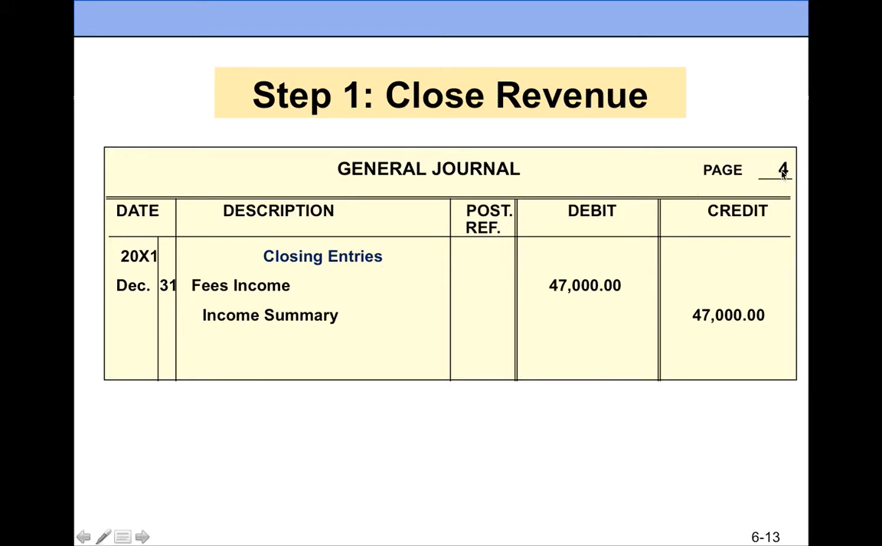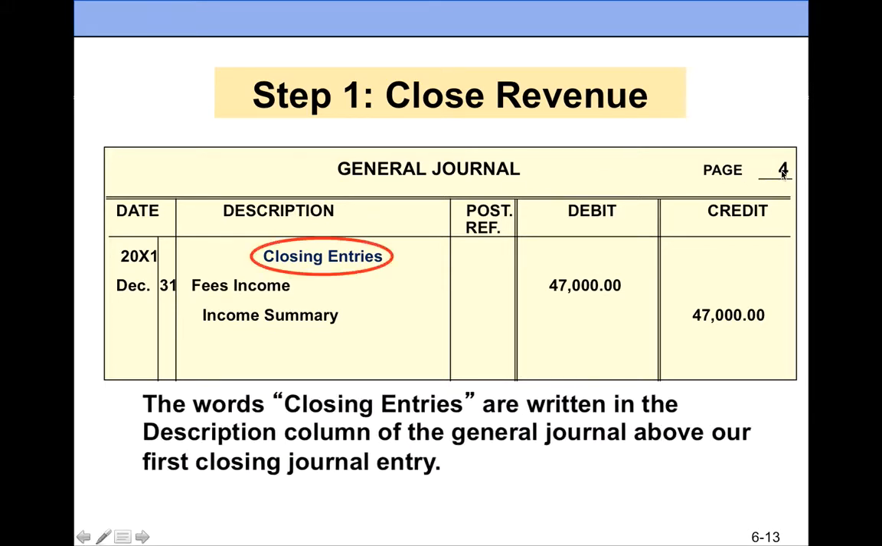You do not need to start a new page. All we need to do is skip a line and write down in the middle of the description column closing entries. And then you will list 4 of them. They will all be on the last day of the period. You just skip a line between those transactions.